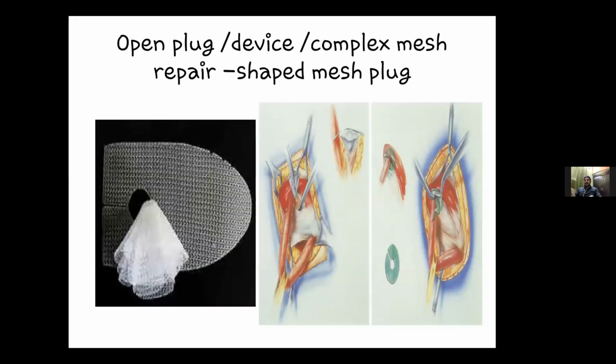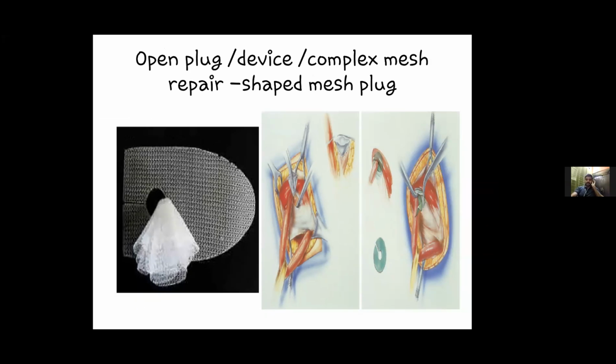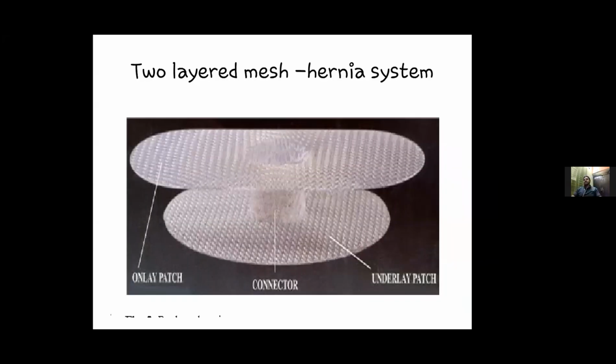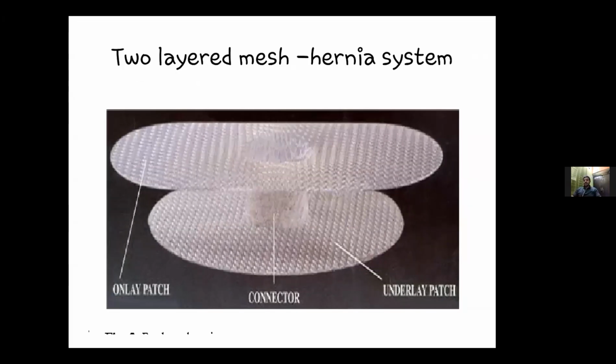Is the plug repair still practiced? Yes, sir. I was about to say, sir, my voice is echoing. Just a second, sir. I will unmute and mute, sir. Okay. Sir, now it's clear, sir.